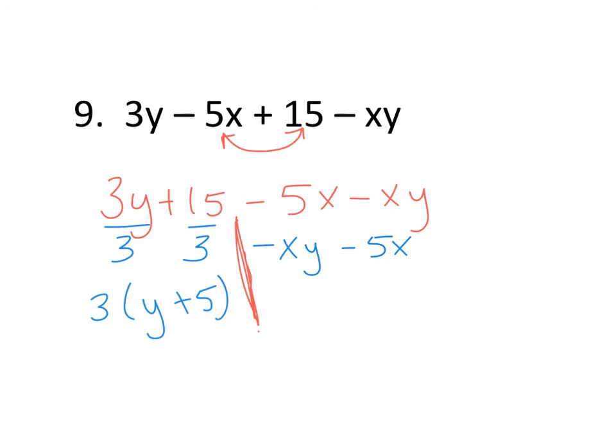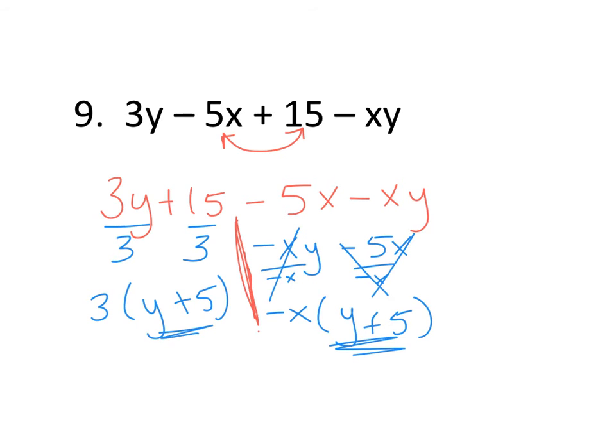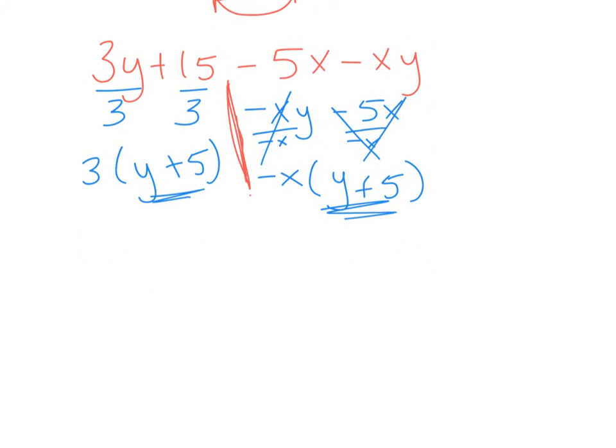It's not going to affect anything by doing that, but I'm going to divide by negative x so that the negative x will pull out. This will cancel out to y, and this will cancel out to 5. So there you go. Here's your binomial GCF. And you'd be left with y plus 5 in the front, and 3 minus x.